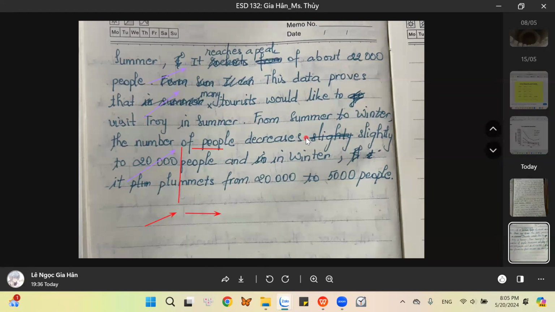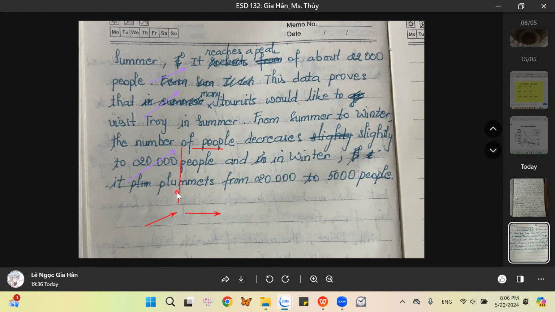là từ down. Okay, decreases to, no, don't use to for decrease, use down to for decrease, because the word down shows us the feelings of something is going down. If you use to, your emotion is going to be something is going up. When something is going up in a positive way, we use the word to. Decreases, slightly decreases down to 20,000 people.